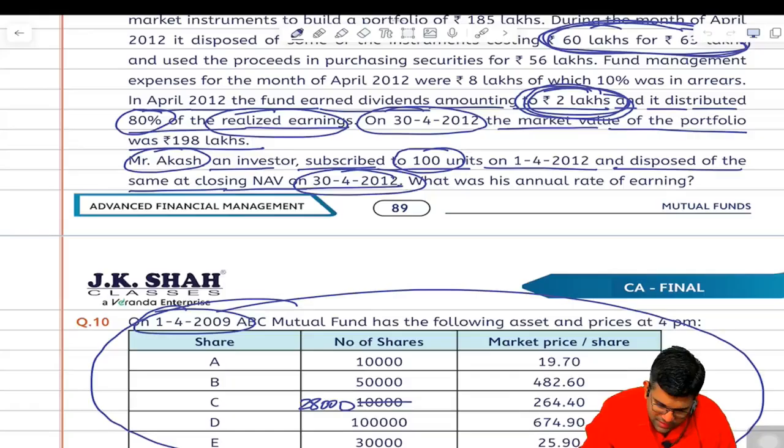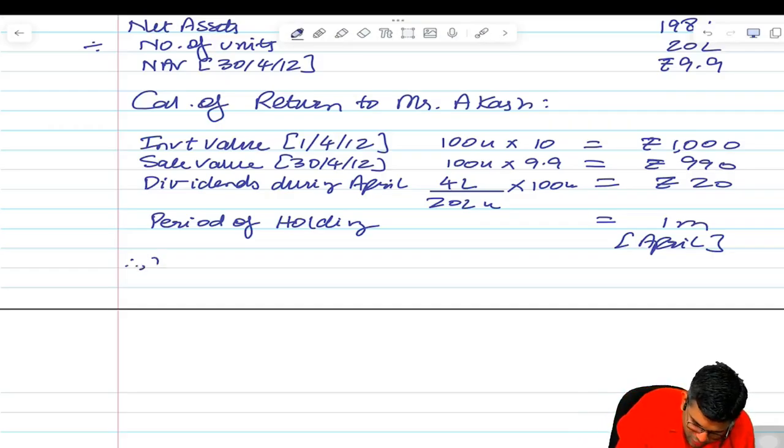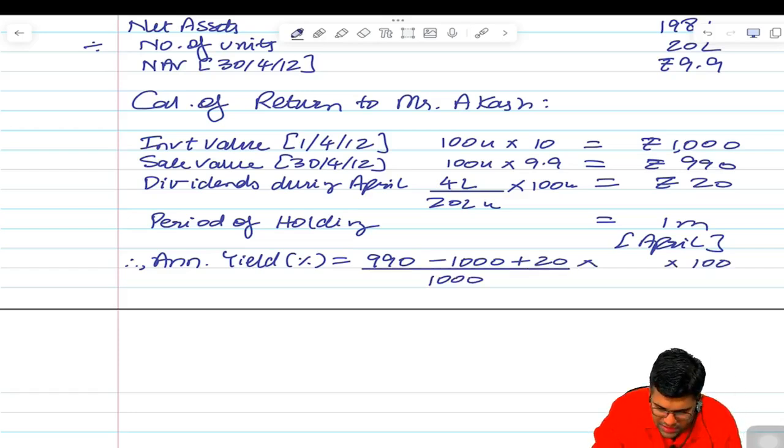So now what are they asking? They are asking you, what is his annual yield? We have done that in the last lecture. So can I say annualized yield will be, if you remember, (NAV1 minus NAV0 plus D1) upon NAV0 into 100. But this is a return that he has got over a period of 1 month. On an annualized basis, I will do into 12 by 1. Everyone, are you able to understand? And this will give you 12% per annum.